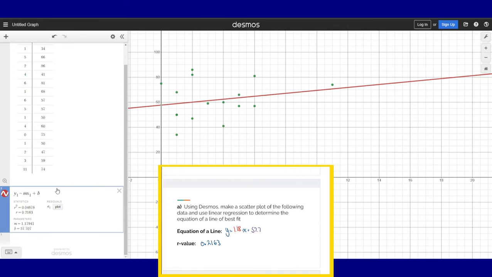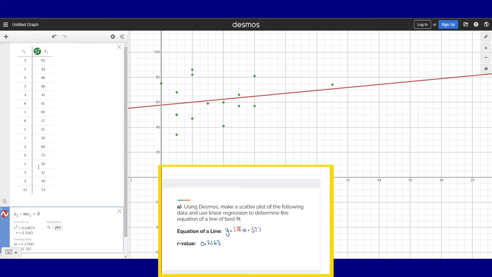It doesn't mean that there is no relationship between the number of absences and the mark. It's just saying that there's a weak one based off of the data we have. Maybe if we get more points or more data, we get a little bit more accurate data set, and therefore our line and our R value increase. So that's how you create a scatter plot in Desmos and come up with a line of best fit.